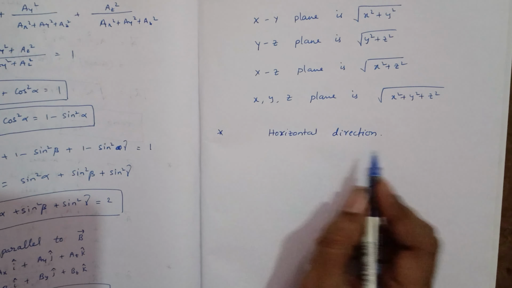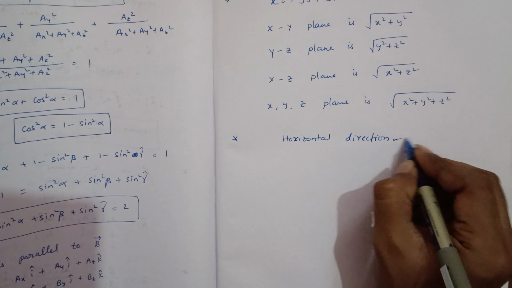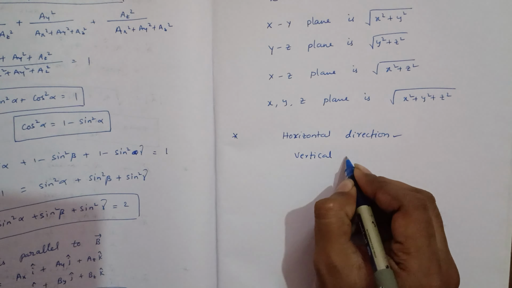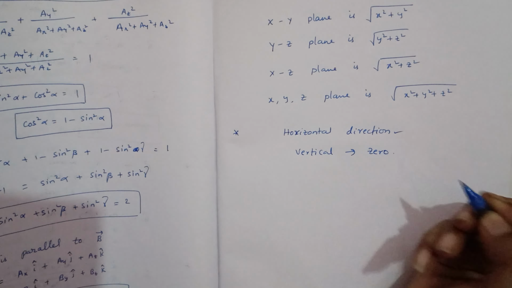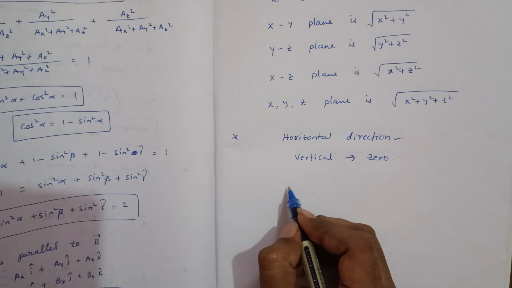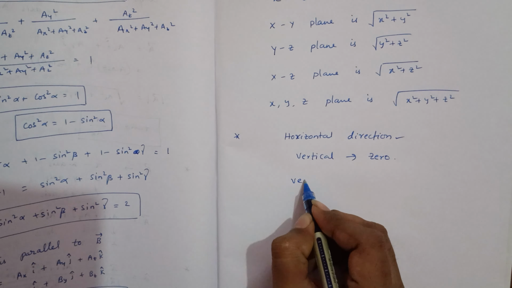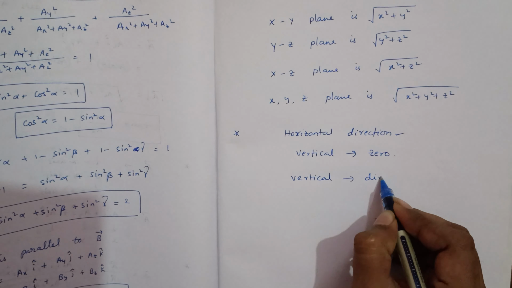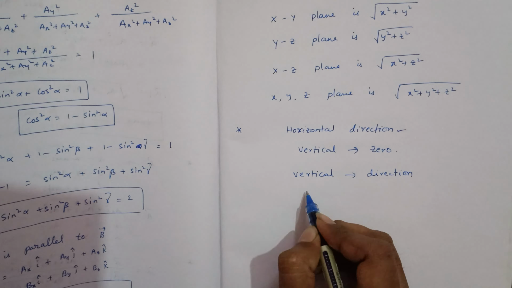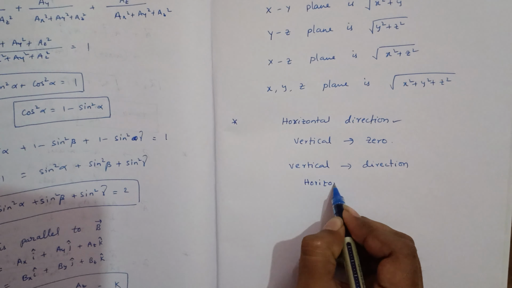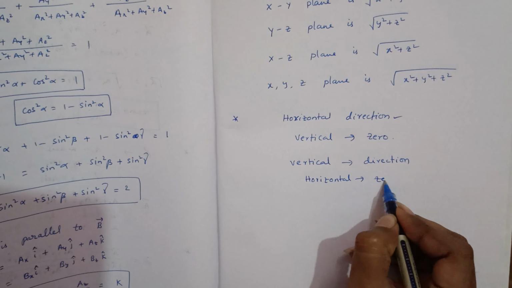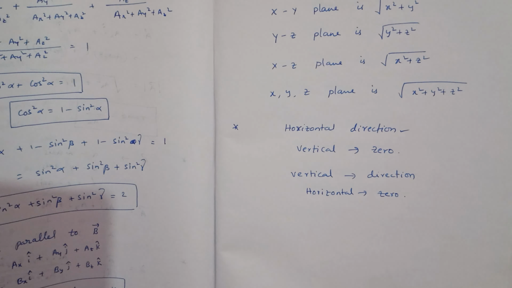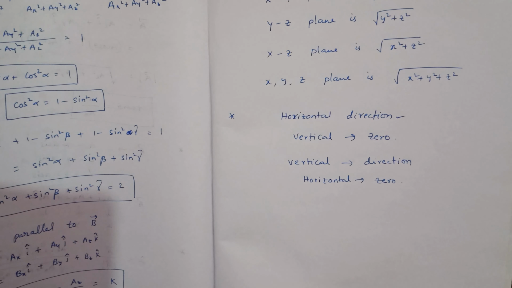If a vector is in the horizontal direction, its vertical component is 0. If a vector is in the vertical direction, its horizontal component is 0. So for any vector, its perpendicular component is 0.